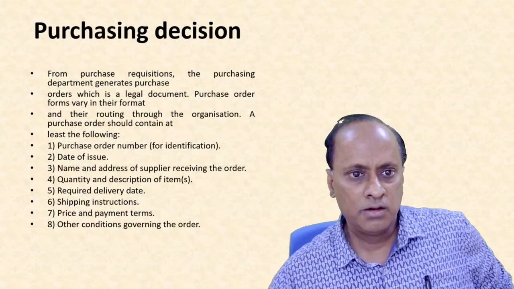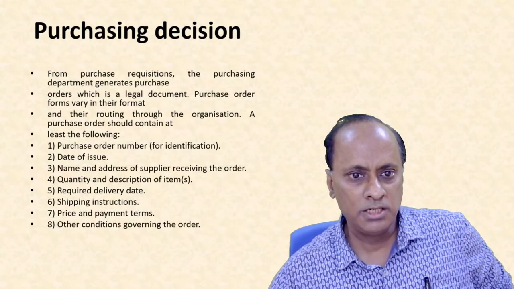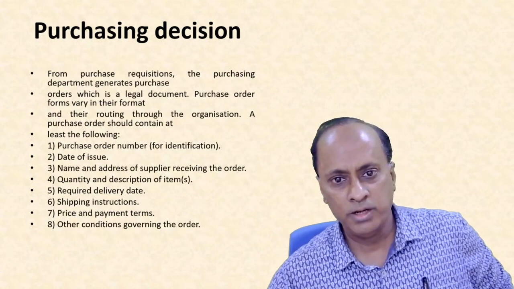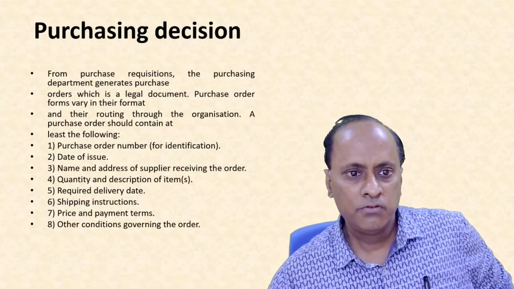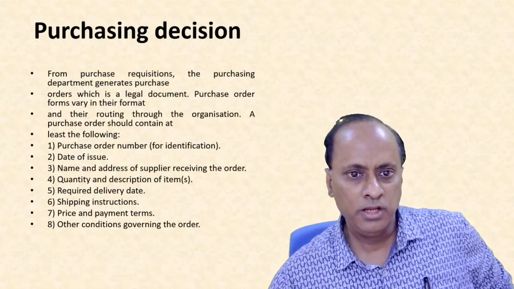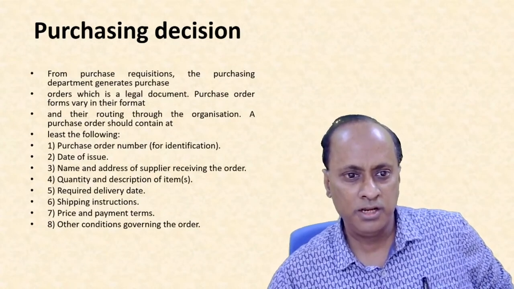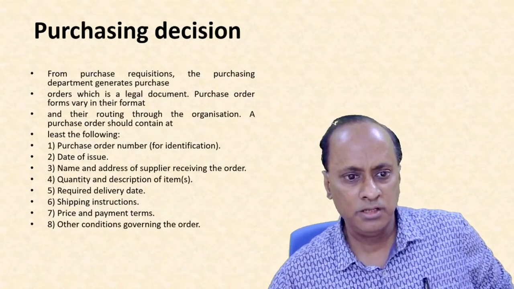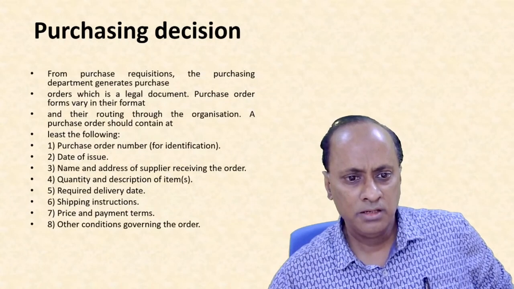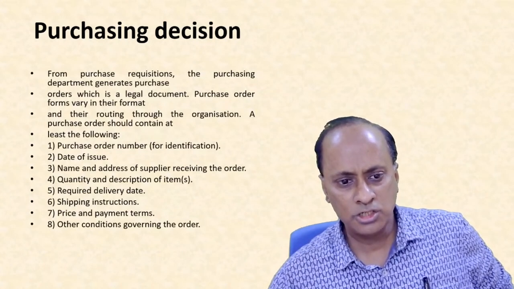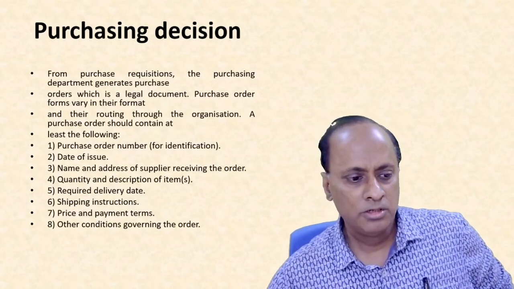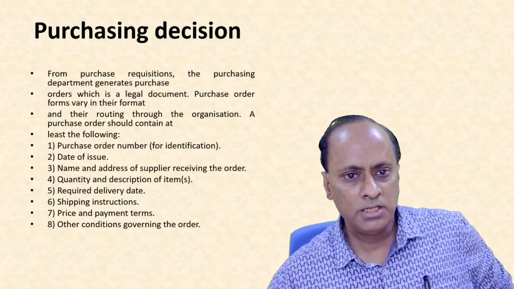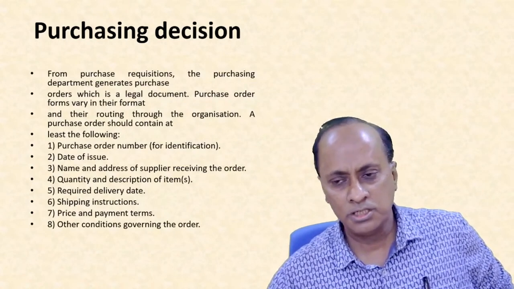Purchasing from purchase requisition, the purchasing department generates purchase orders, which are legal documents. Purchase orders vary in their format and their routing through the organization. A purchase order should contain at least the following: purchase order number, date of issue, name and address of the supplier receiving the order, quantity and description, required delivery date, shipping instructions, price and payment terms, and other conditions governing the order.